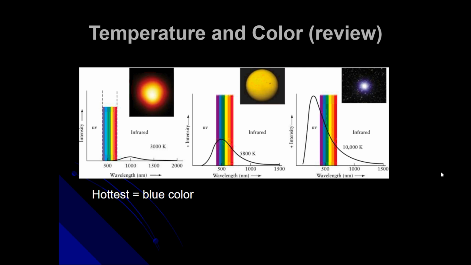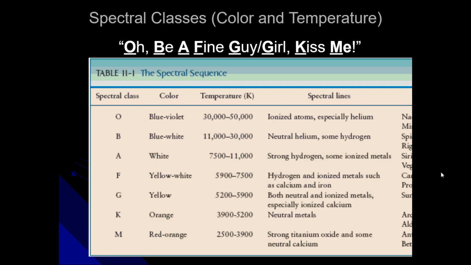So again, hottest stars are going to be blue in color. Medium stars are going to be orange yellowish in color. Coolest stars are going to be reddish in color.